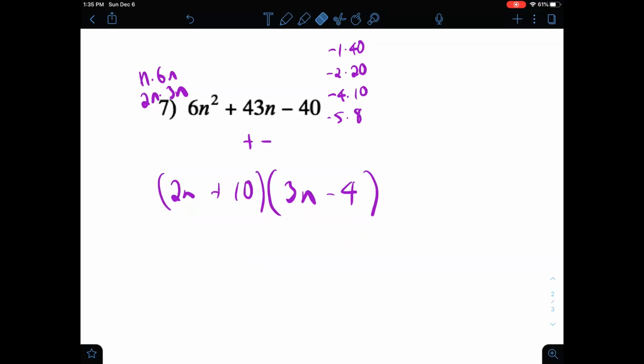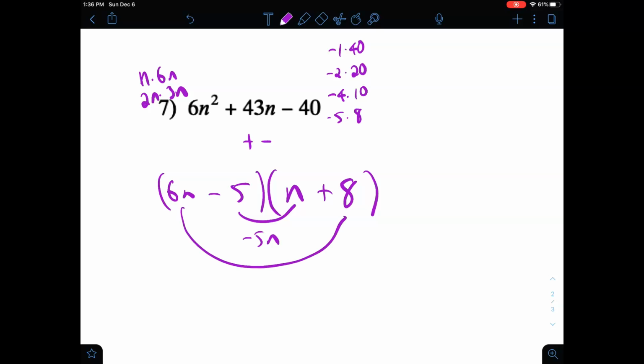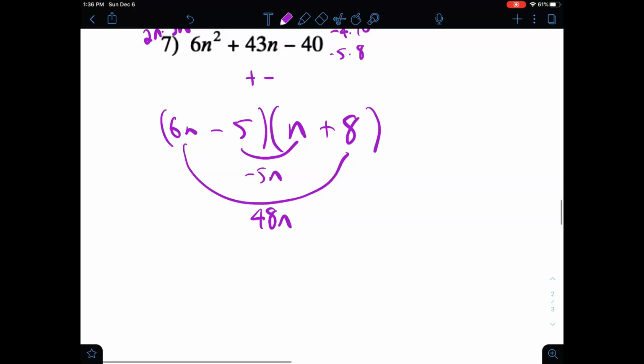So you can just try all different combinations and see what happens. But I think what we're going to need to do is 6n and n. Let's try the combination. So 43, it's got to be more positive here. So I'm going to put plus 8 with this 6, and I'm going to put minus 5 with this. So let's see how that works. We got negative 5 times n is negative 5n. 6n times 8 is going to be 48n. Well, it's 48 minus 5. That is 43n. So we found the right combination.